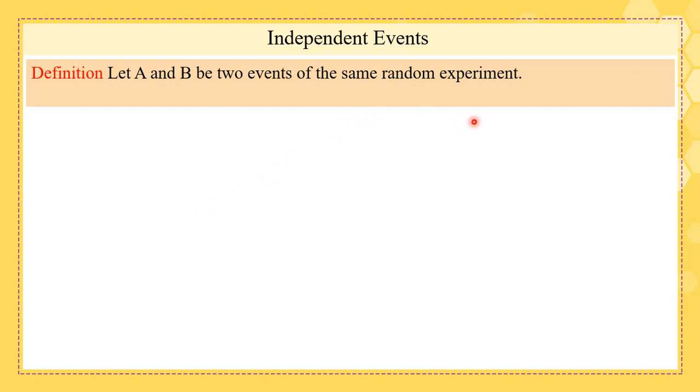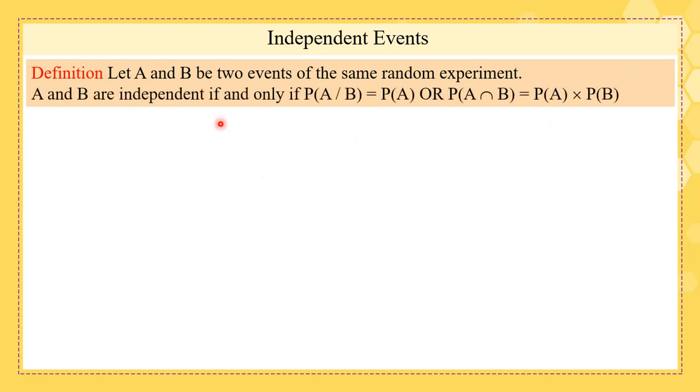A and B are two events of the same random experiment. A and B are independent if and only if the probability of A given B is the probability of A, or the probability of A intersection B is the probability of A times the probability of B. So to tell whether two events are independent or not, we use one of these two rules.